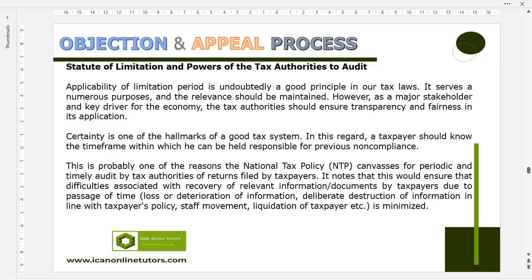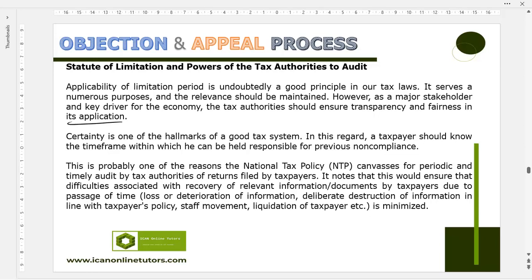I have discussed this briefly the other time. So applicability of limitation period is undoubtedly a good principle in our tax laws. That was when I was explaining 6 years, 8 years, and the like. It serves numerous purposes, and the relevance should be maintained. As a major stakeholder and key driver of the economy, the tax authorities should ensure transparency and fairness in its application.